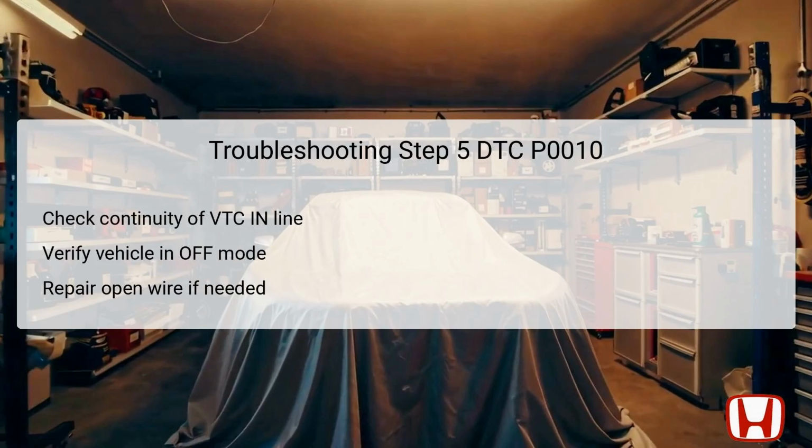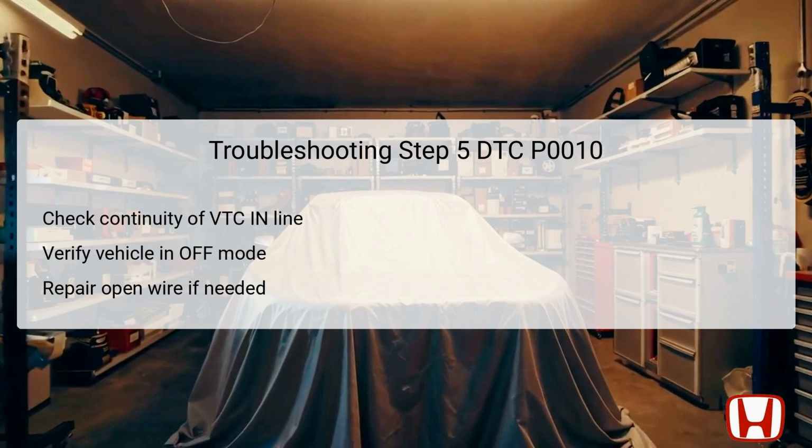The final troubleshooting step examines the integrity of the VTC in wire to ensure that it is free from any breaks or opens. Maintain the vehicle in the off mode and check for continuity between two specific test points. Test point 1 at the VTC Oil Control Solenoid Valve A connector pin 1, and test point 2 at the PCM connector E, ADP pin 64.